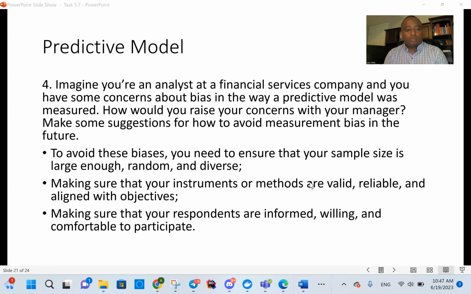The second point that I would like to emphasize will be making sure that my instruments or methods are valid, reliable, and aligned with objectives. And finally, I would make sure that my respondents are informed, willing, and comfortable to participate in the process of data analysis from beginning up to deployment stage.